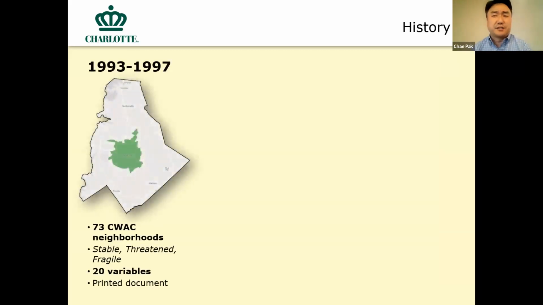Let's briefly look at the history. It all started in 1993 with a vision that the city needed to identify those conditions, especially in the neighborhoods within the center city. The UNCC Urban Institute conducted analysis on 20 variables to define those conditions collectively and used a ranking system to label those 73 CWAC neighborhoods that you see there. CWAC stands for City Within a City.